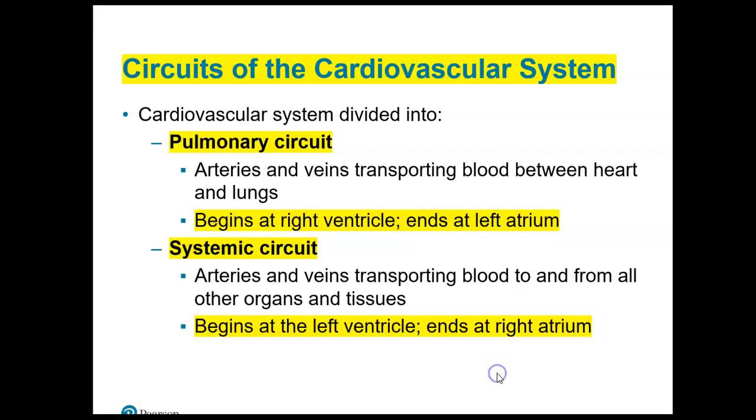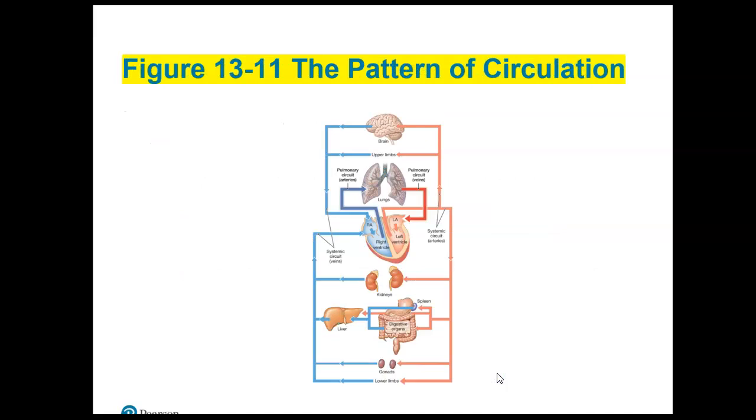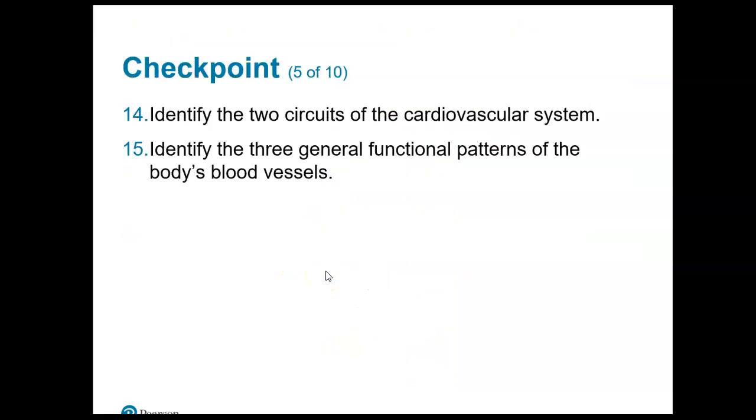So that's important to know. You can look at the pattern of circulation here. The right ventricle is going to pump blood to the lungs, and then the blood is going to come back to the left atrium. This is your pulmonary circuit, from the right ventricle all the way back to the left atrium. Then from the left ventricle all the way back to the right atrium is the systemic circuit.